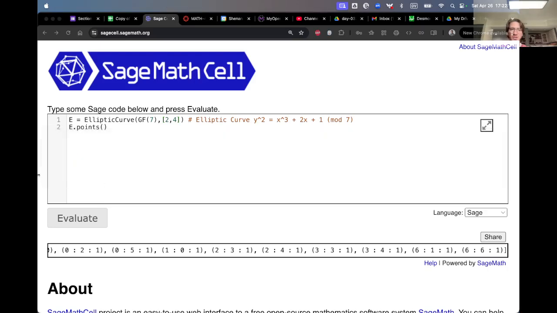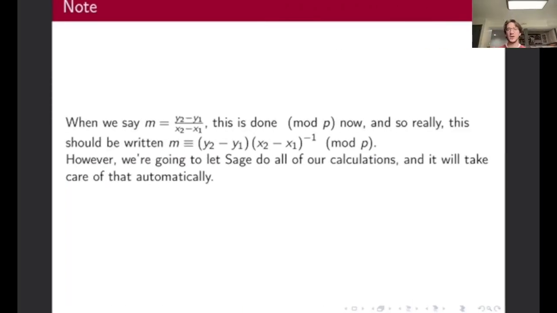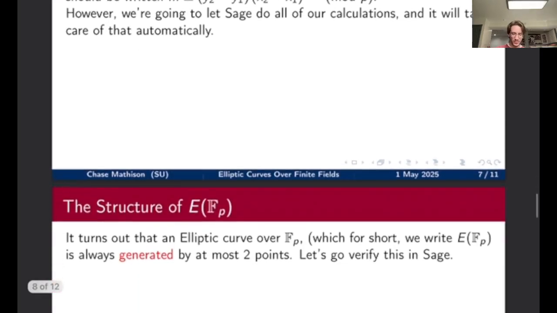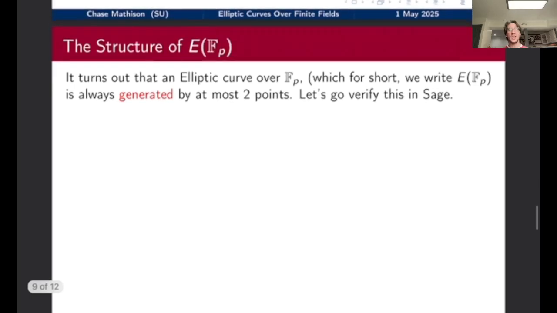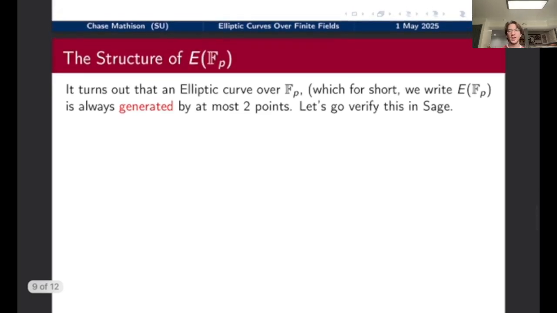So just from knowing p, there's not really any way to know ahead of time exactly how many points are going to be on the elliptic curve over F_p. But it's going to be pretty close to p in general. Okay, so let's talk about the structure of E(F_p), the elliptic curve over F_p. It turns out that it will always be generated by at most 2 points.